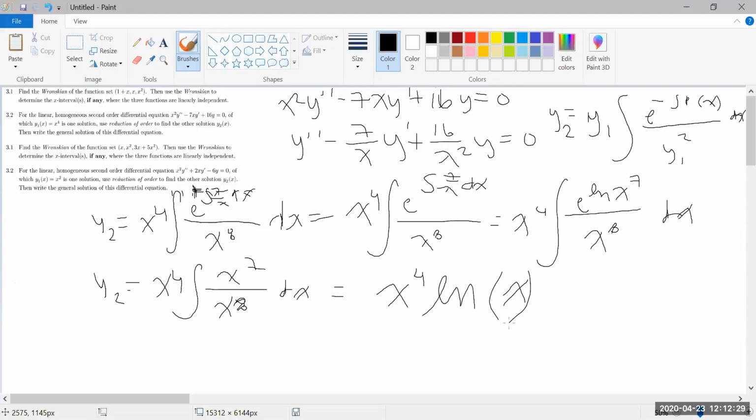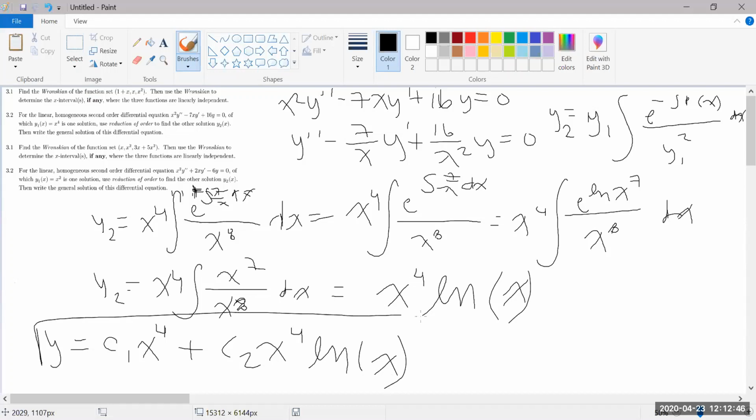Okay, and that is your y2, meaning that your complete answer is c1 times your y1, which was x to the 4th, plus c2 times your y2, which we just determined, x to the 4th ln of x. And that is the solution to that problem.